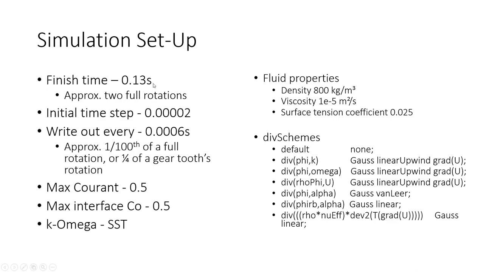So the setup. Finish time is set just in case it did ever run for that long, approximately 2 full rotations. A small initial time step that we're going to get to in a few slides time, and writing out approximately every 1/100th of a full rotation. And the max Courant number set to 0.5, just to try and add some stability to the problem. Flow properties are typical for gearbox oil. I put the divergence schemes used up here, but a bit later in the presentation, we're going to consider how they could be changed to add stability. But I was just going for something pretty stable.